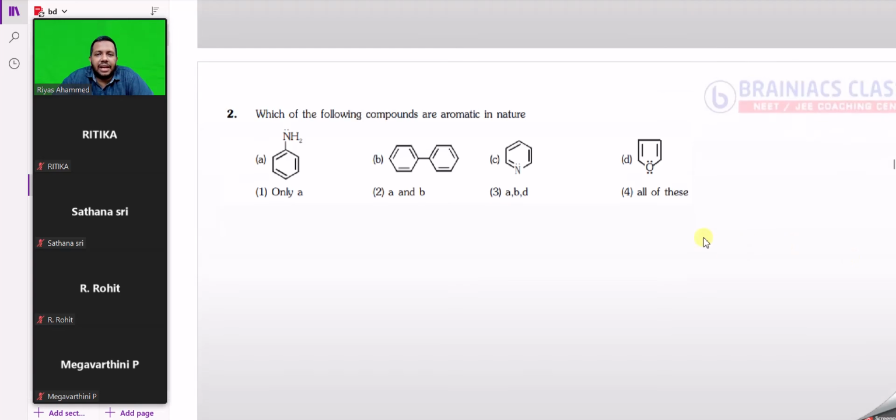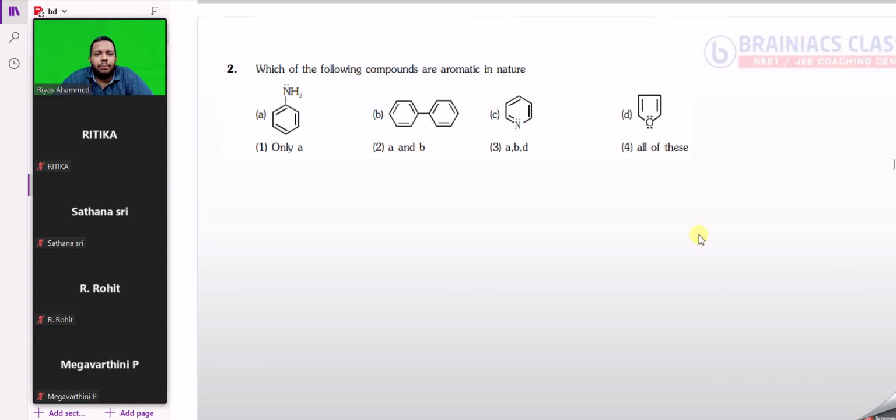Okay. Now tell me the answer for this question. Which of the following compounds are aromatic in nature? What will be the answer? Who can tell the answer for this question?